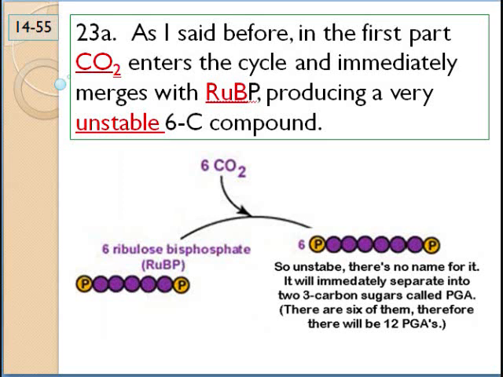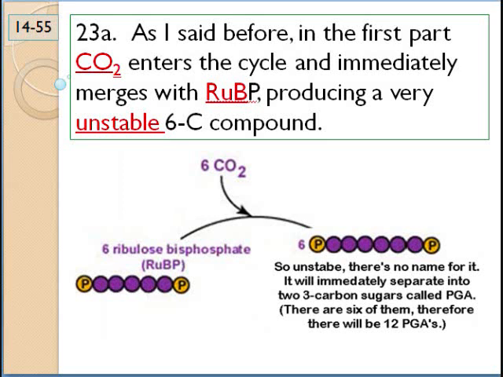Because this 1 carbon bumped it up to 6. It's really unstable. It won't stay. It'll break in half, just like raw spaghetti breaks in half. And there's no name for it that I ever saw. I don't know why they have never named it, but it just goes in a flash. It's going to break in half.